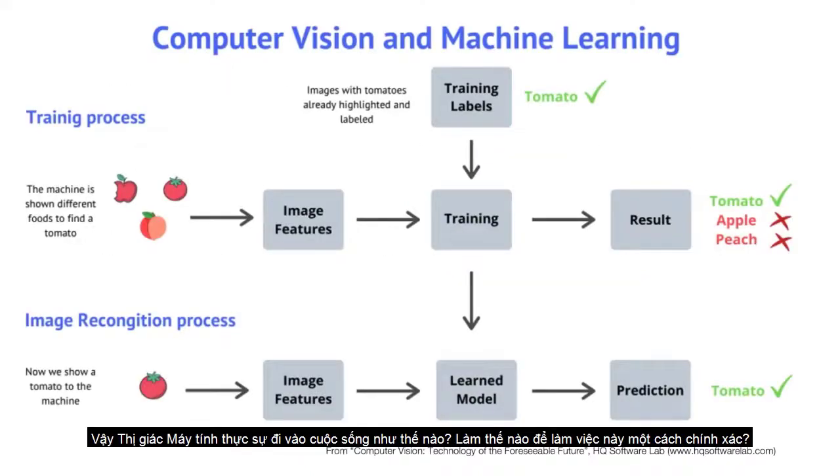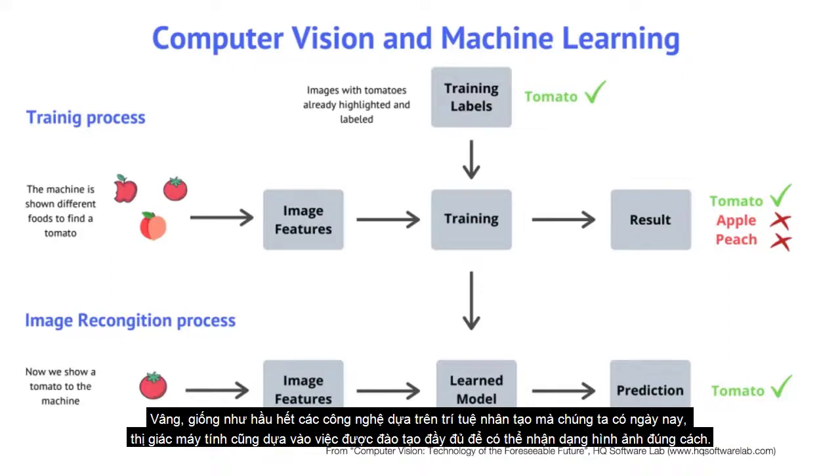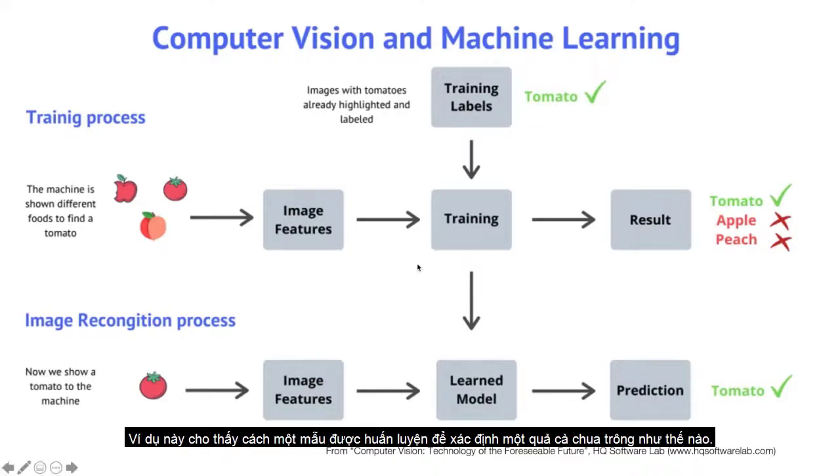So how does computer vision actually come to life? How does this work exactly? Well, like most artificial intelligence-based technologies that we have today, computer vision also relies on being trained, or getting sufficient training, to be able to recognize an image properly. This example shows that one model is trained to identify what a tomato looks like.